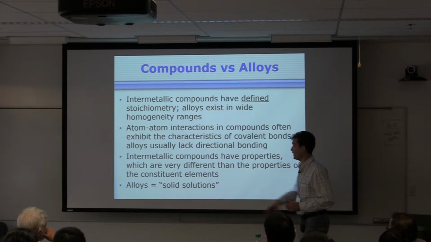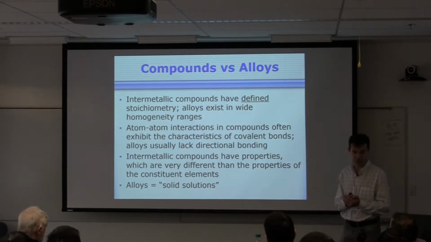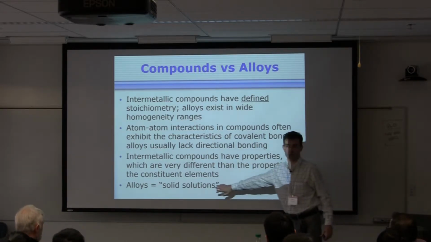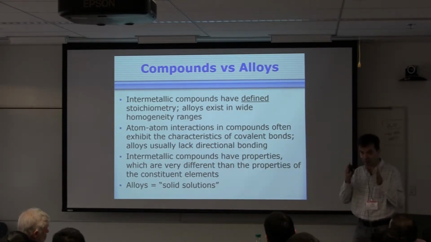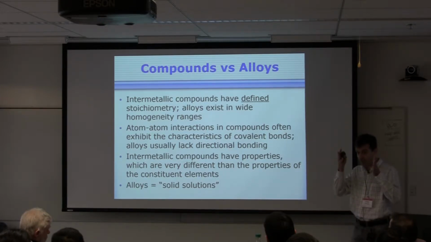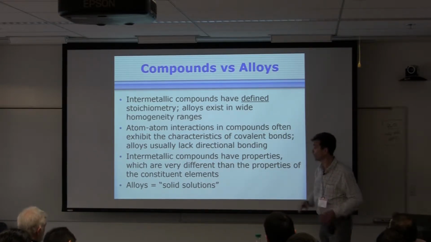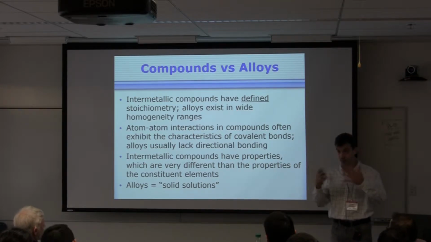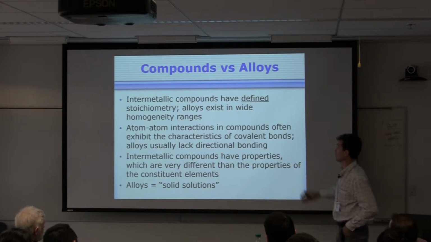But the biggest difference: an alloy, which you would find in many physics texts, is just a solid solution. Compounds usually have a defined composition that occurs within a specific structure. There is also very big importance on this bullet here: atomic interactions in compounds are specific. There is some directionality. With alloys, they just freeze things, so there's short range order.